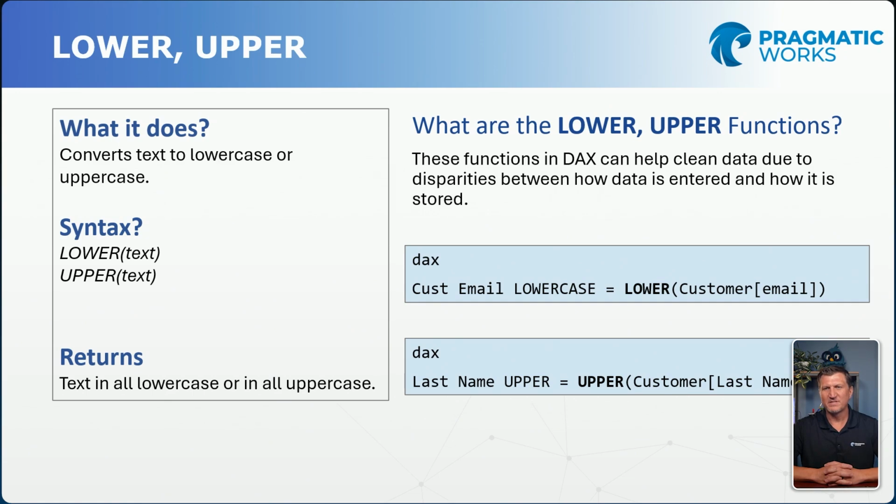So some real world scenarios. Lower makes it easier to perform case-insensitive comparisons and joins in your data model, especially for systems where email addresses are stored in mixed case. Another example would be for uppercase. It might be used to prepare lookup fields for case-insensitive matching across datasets with inconsistent capitalization. We just make them all uppercase.